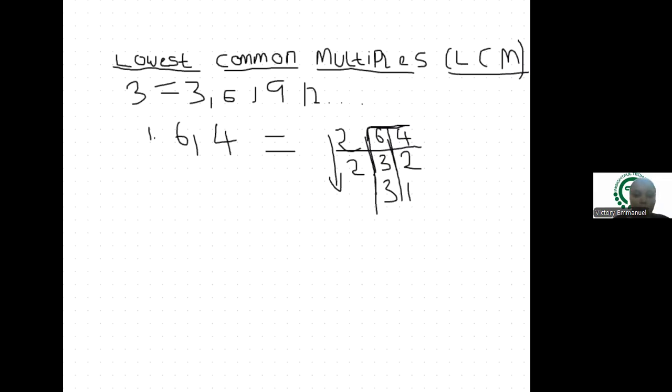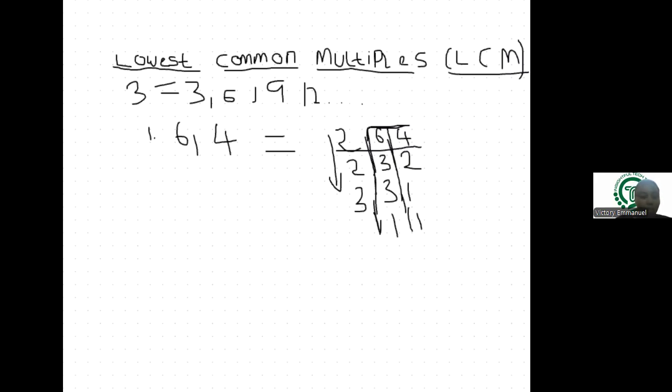Okay, now I have 3 left. Now that I already have 3 left and I have 1 here, I'm now free to use my 3. Why? Because 3 is the only number left that I can use to divide. So I put my 3 here and I divide it. 3 divided by 3 is 1. And then I already have 1 here. I bring the 1 down. Now I don't have anything else to divide again. So what do I do? I multiply.